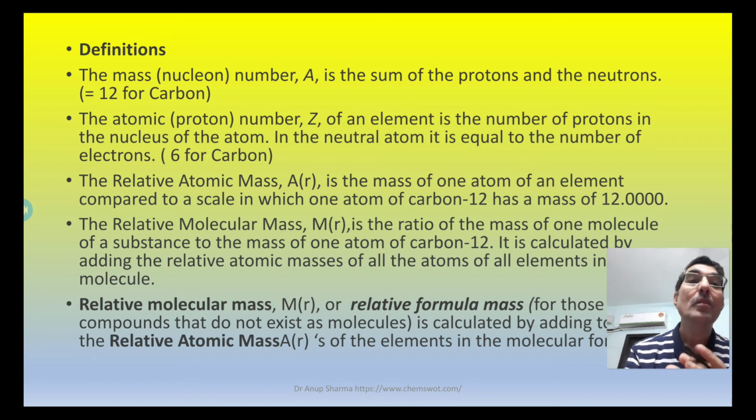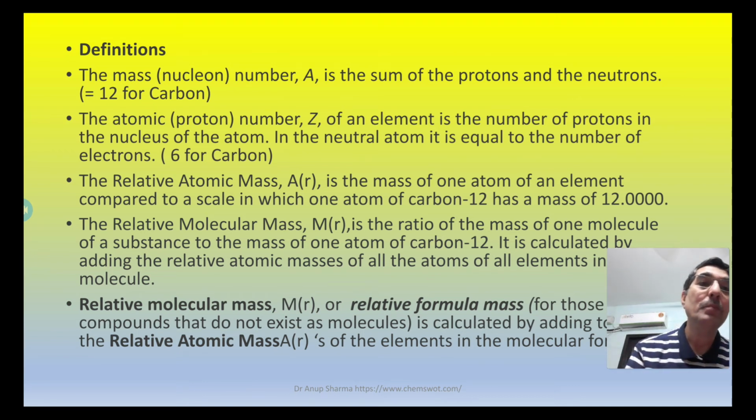The atomic number, which is the proton number, is represented by Z. The proton number or atomic number Z of an element is the number of protons in the nucleus of an atom, and in a neutral atom it is always equal to the number of electrons. For example, carbon's atomic number is 6, which means it has 6 protons, and if it is neutral, it has 6 electrons as well.